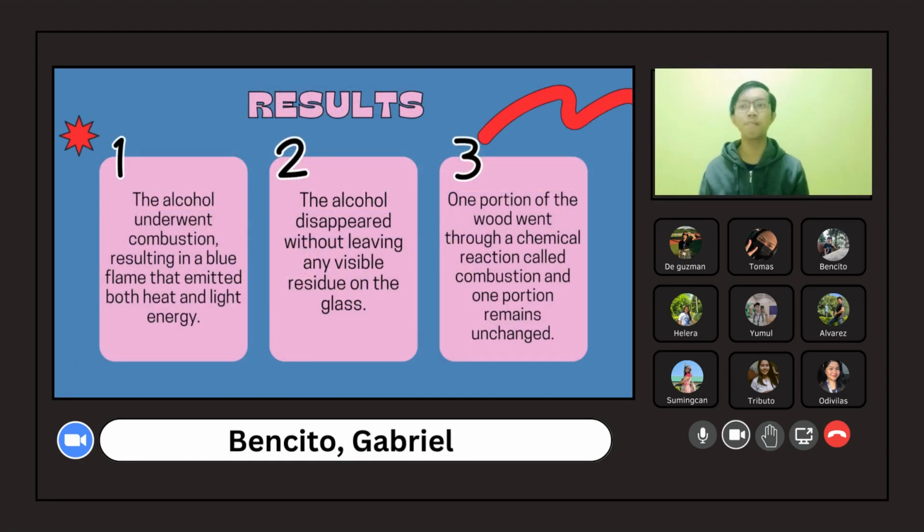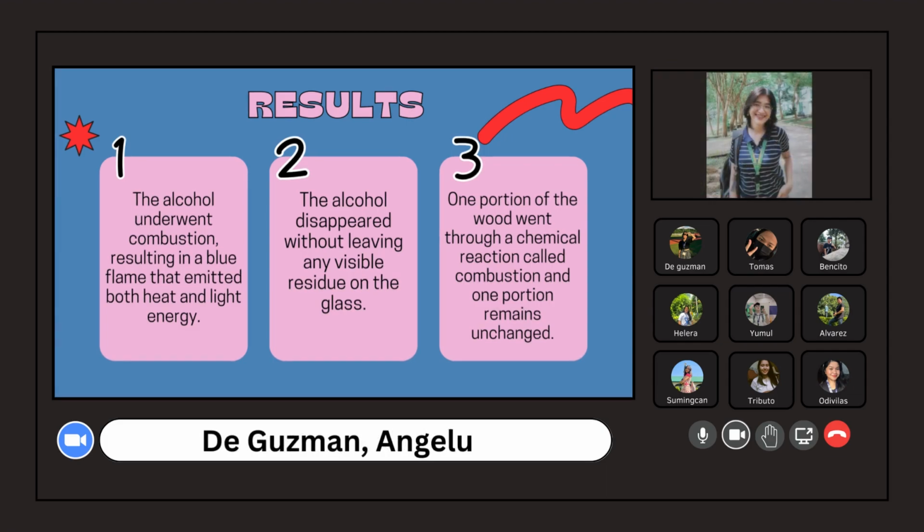Through our experiment, we discovered that when we followed the instructions and placed 10 drops of alcohol into an evaporating dish and ignited it with a lighted matchstick, the alcohol underwent combustion, resulting in a blue flame that emitted both heat and light energy. After adding 3 to 4 drops of alcohol into a watch glass and letting it sit for a few minutes, we noticed that the alcohol disappeared without leaving any visible residue on the glass.